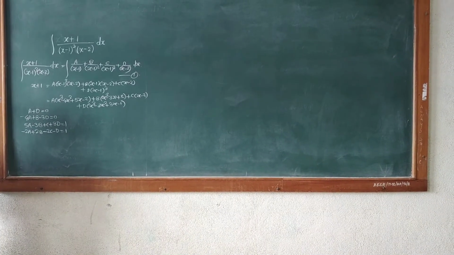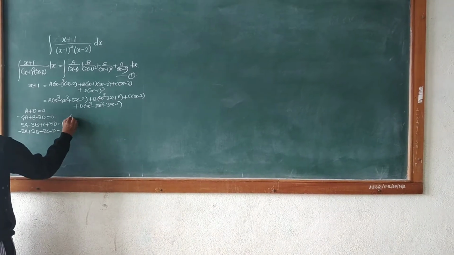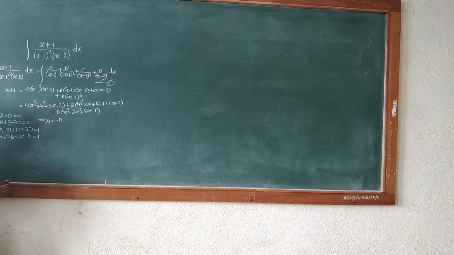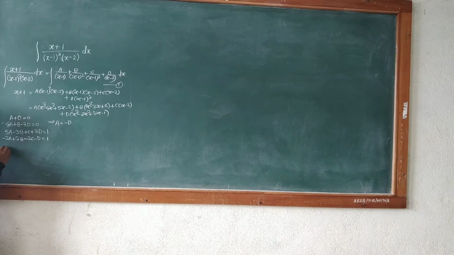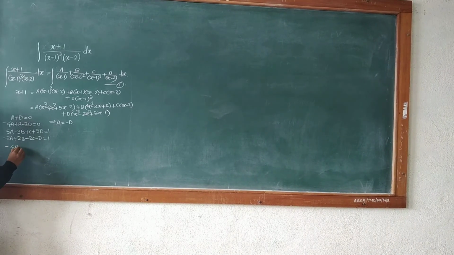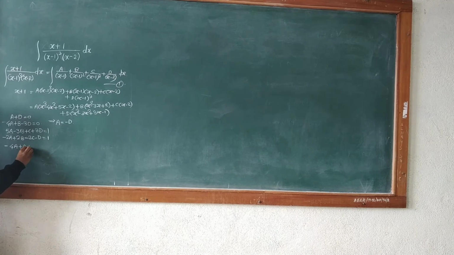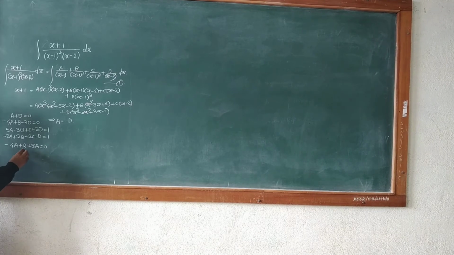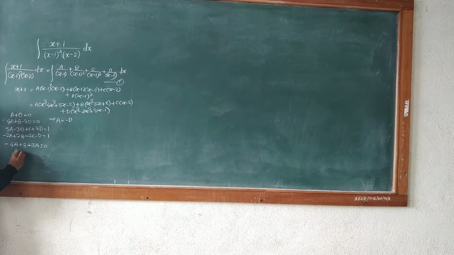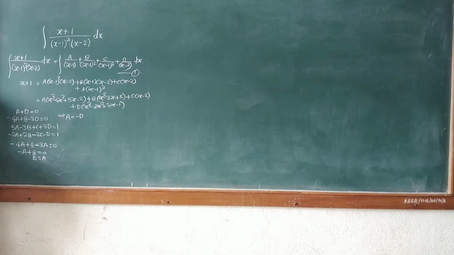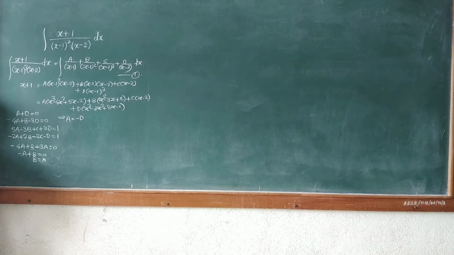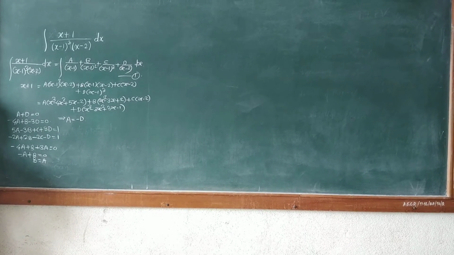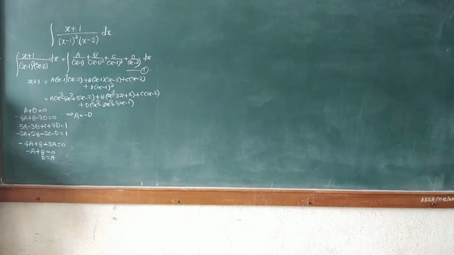On solving this further, we get a is equal to minus d. Put the value of a is equal to minus d in the second equation, we get minus 4a plus b plus 3a is equal to 0. Since d is minus a, now a minus 2c is equal to 1. On solving minus 4a plus b plus 3a is equal to 0, we get minus a plus b is equal to 0, so a is equal to b, and a is equal to minus d.